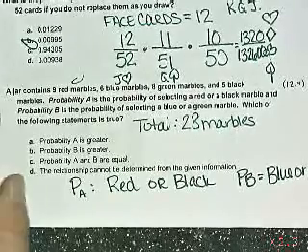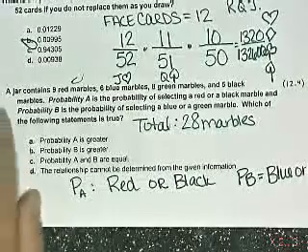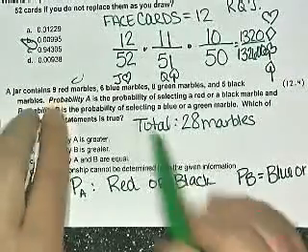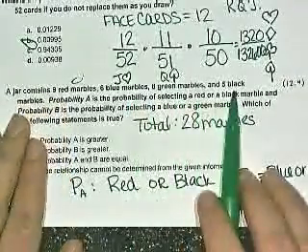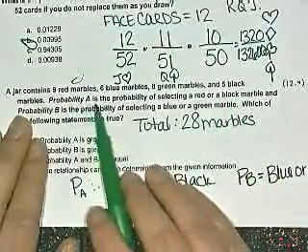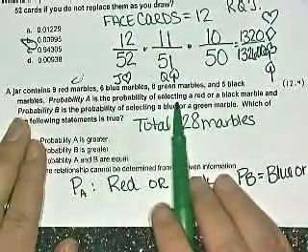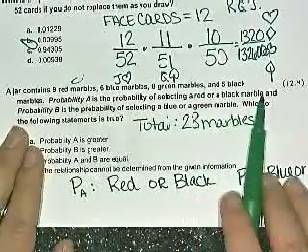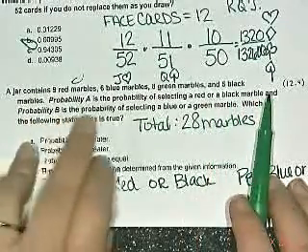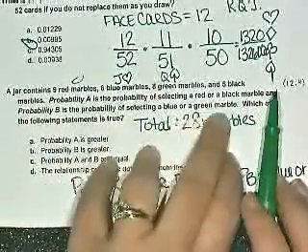All right, number 9. A jar contains 9 red marbles, 6 blue marbles, 8 green marbles, and 5 black marbles. Probability A is the probability of selecting a red or black marble, and probability B is the probability of selecting a blue or a green marble.